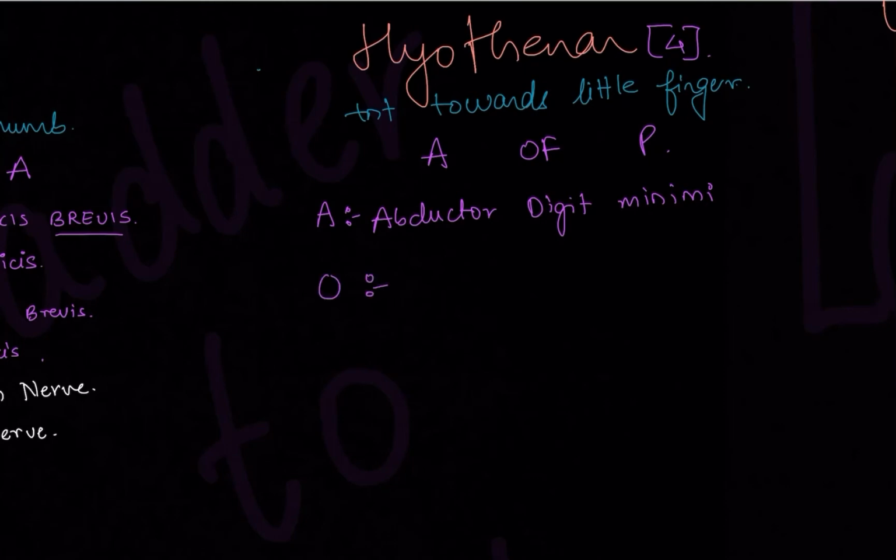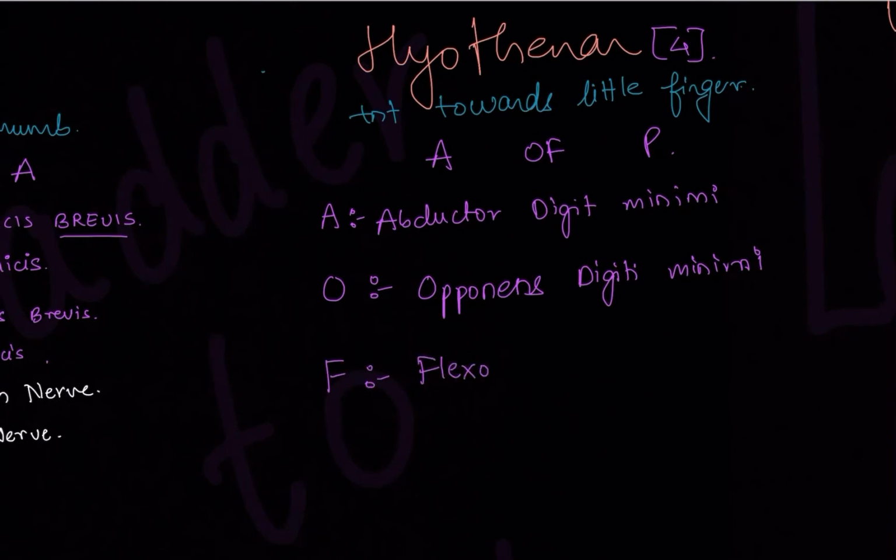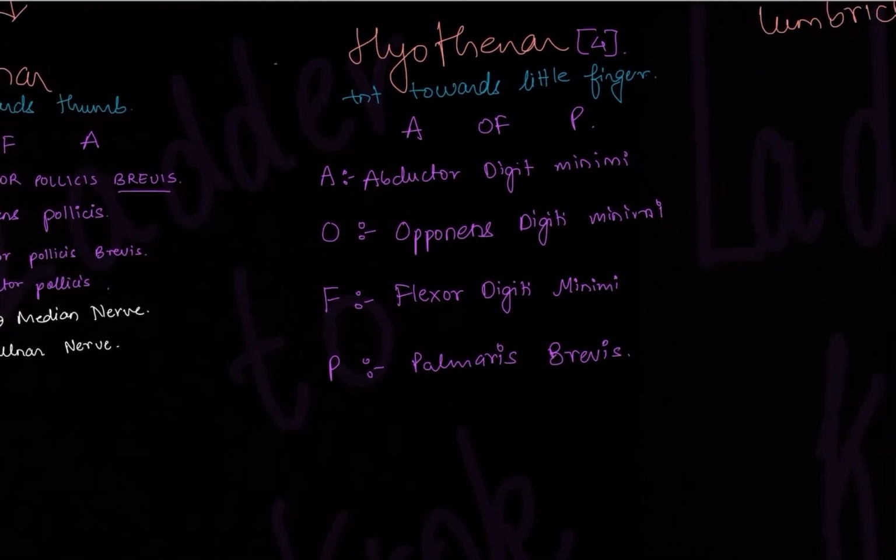Thenar were present on the thumb side, so they were given the term pollicis. Here is opponens digiti minimi. It's very easy. We are writing the same muscle, just with reference to the digiti minimi, that is the little finger. Then F stands for flexor digiti minimi. Then P stands for palmaris brevis. Palmaris longus we have studied in the previous video, longus because it was moving from the elbow joint to your palm. But this is brevis. Hand muscles are short muscles, so brevis comes here. All four are innervated by the ulnar nerve.